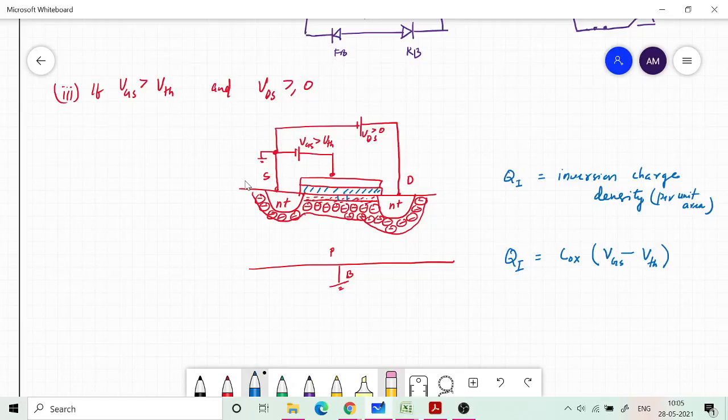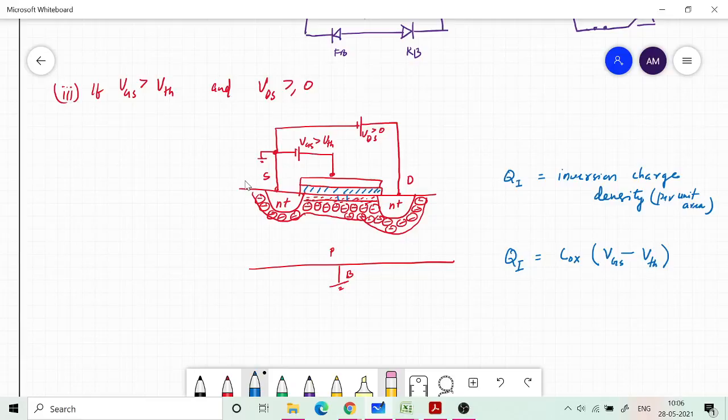So there is an oxide here, and therefore there is an oxide capacitance. You can think about it like a capacitor, and why is it VGS minus VTH? That's because until we raise VGS to VTH, we don't have any inversion layer. Inversion layer starts only after we increase the gate voltage above VTH. Okay, so if VGS is less than VTH, there is no inversion layer, only the depletion region will be there with some width which will keep on extending.